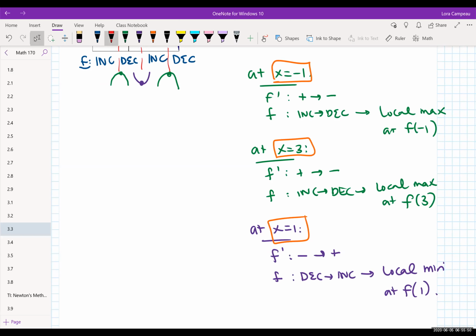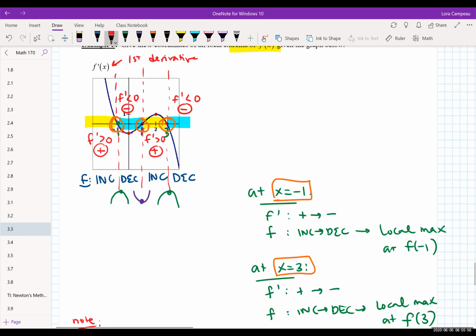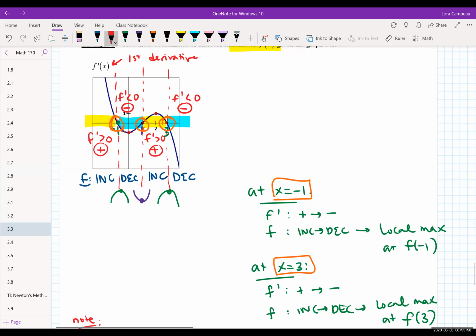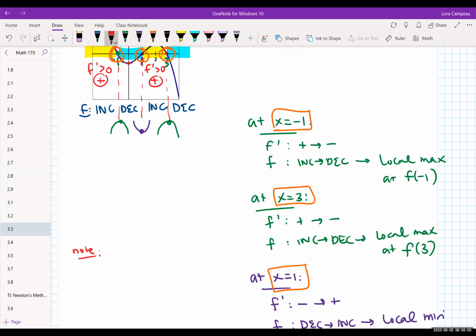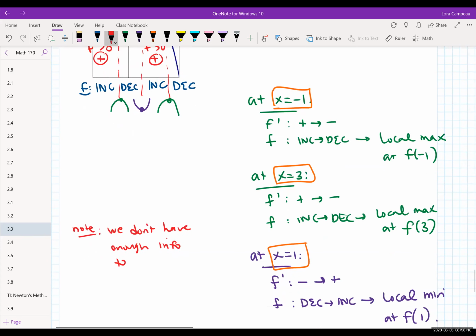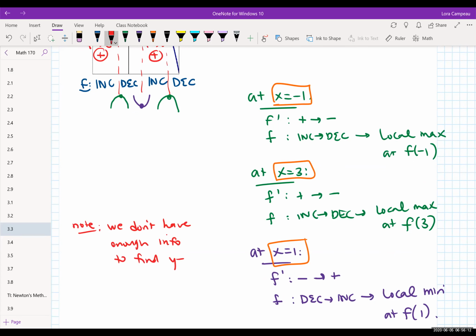Now, just a little note at this point. Because we don't have any information about the original function, we would not be able to find the y values. So we don't have enough information to find the y values that we have just listed: f of -1, f of 3, and f of 1.